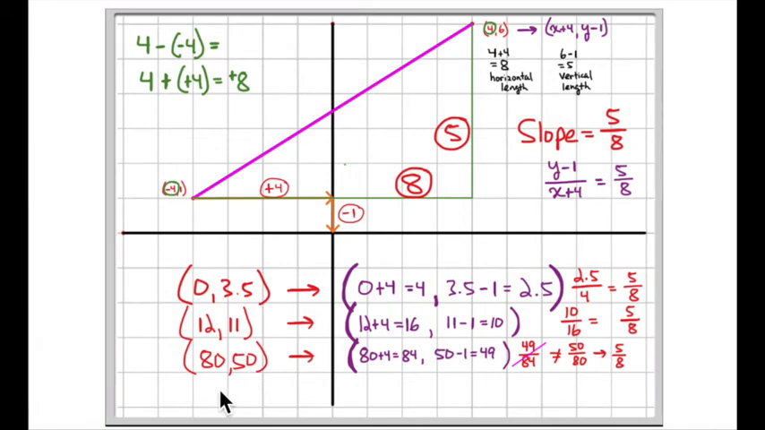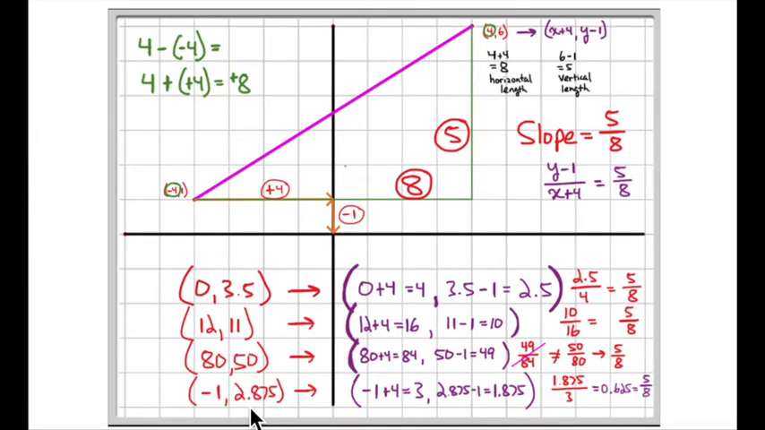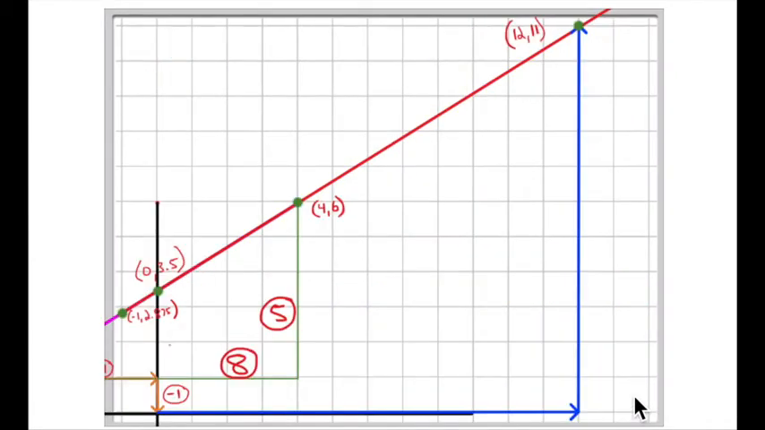All right, and the last point is -1 and 2 and 875 thousandths. All right, so 2 and 875 thousandths minus 1 is 1 and 875 thousandths. And -1 plus 4 is 3. So that ratio, 1 and 875 thousandths to 3, is that equal to 5/8? Well, if I used a calculator and divided this, I'm going to get 625 thousandths, which is the same as 5/8. So yeah, these are equal, and that point is on the line.